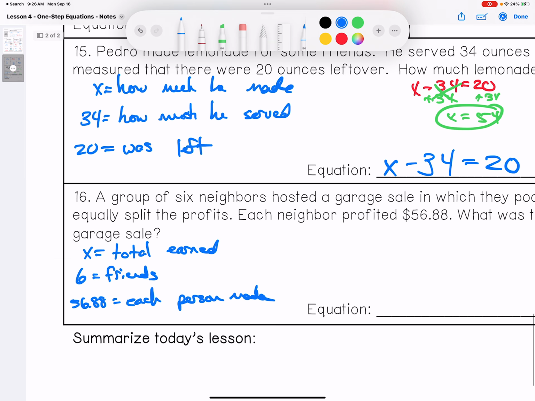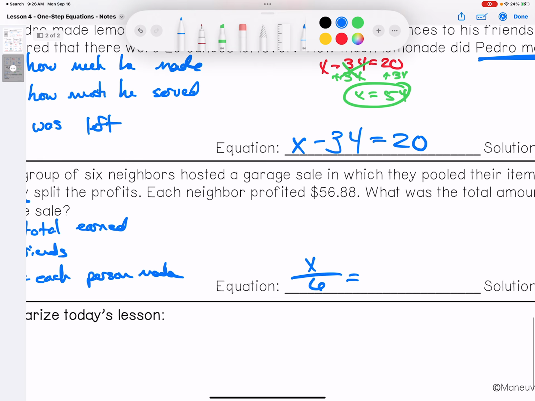So if you split something equally, what do you do? You divide. Okay, equally, that's divide. You got to learn the key words, okay? So if they split it equally, it's the total divided by how many people split it equals whatever they made, which was $56.88 a person.